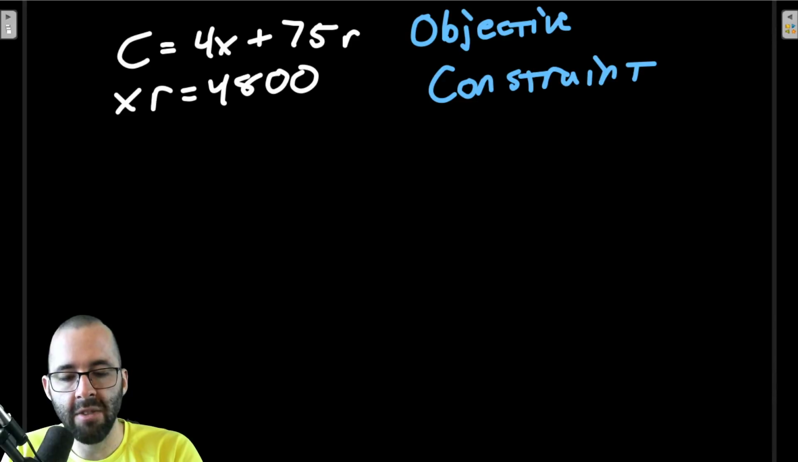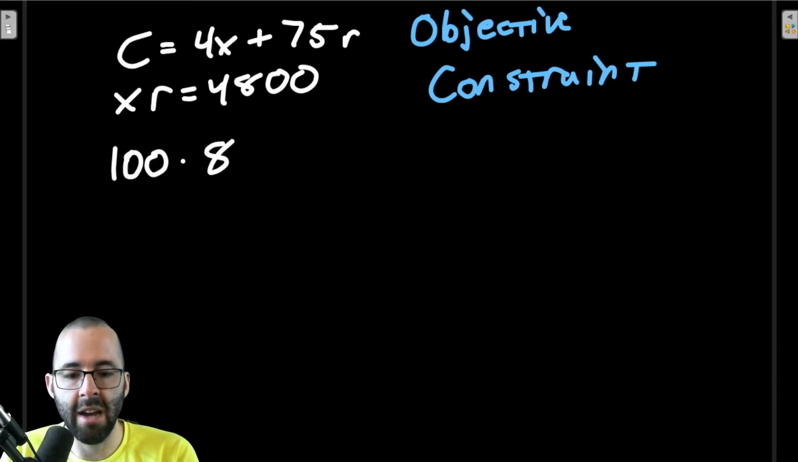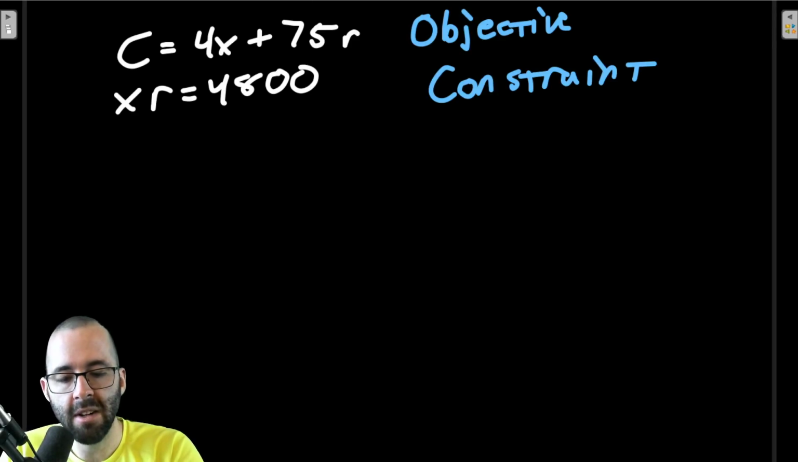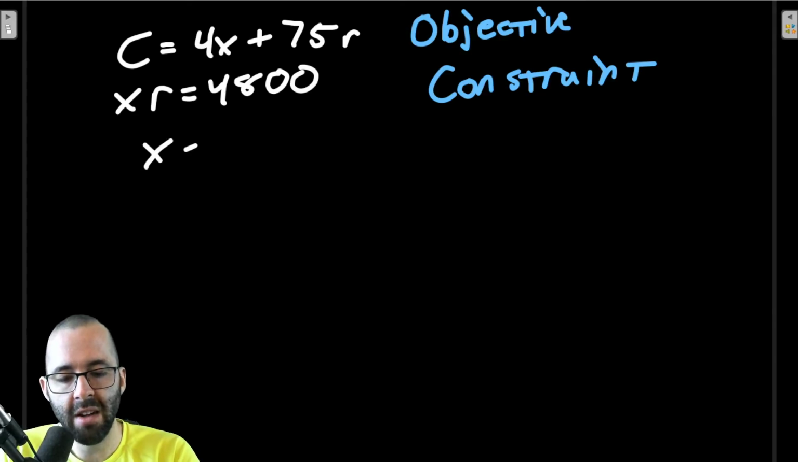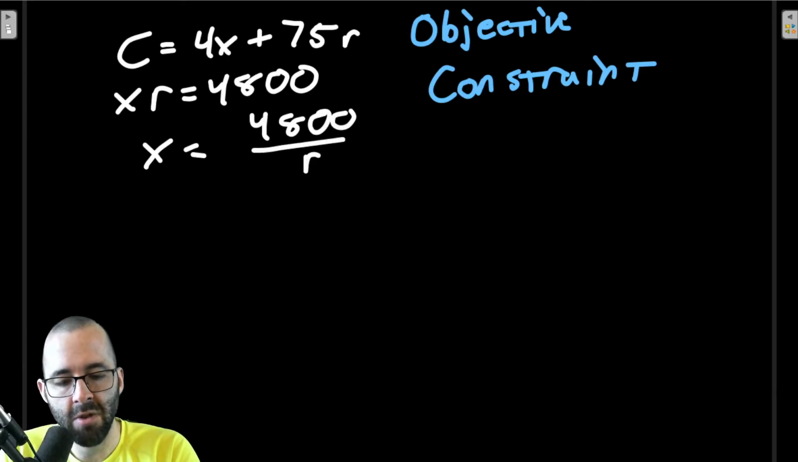Right? If each order is 100 and I'm ordering 8 times, that would be 800 cases, right? You just multiply them together. So that's our constraint. And what we're going to do is solve for one of these variables. Remember back to 2.5. Solve for which one of these variables you want. I'll solve for x. Divide both sides by r. Get 4,800 over r.